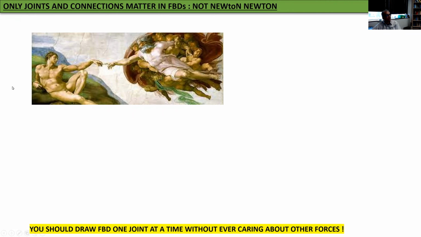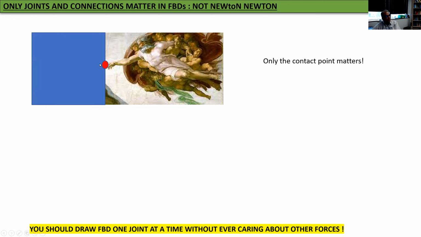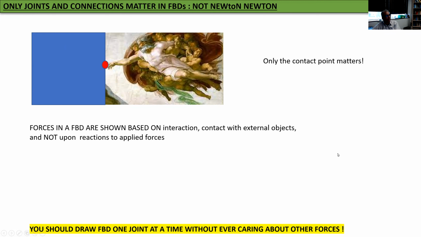What I mean by that is, if you look at this picture, and if I want to draw a free body diagram of the man, I only care about this joint. I don't at all care about who is applying, what is happening here, nothing. Forces in a free body diagram are based on interaction and contact with external objects and not upon reactions to applied forces. This is a common mistake, so be careful about it.